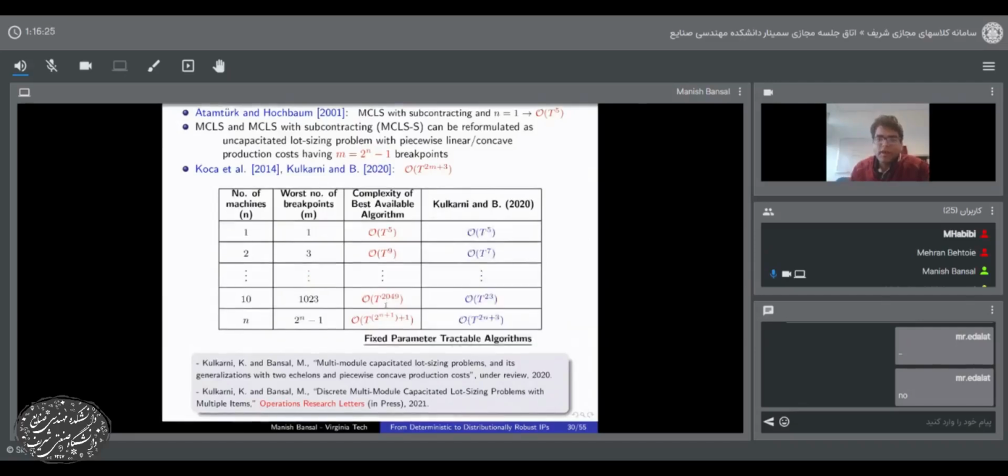My student was able to come up with an algorithm which, for n equal to 1, has the same complexity as in the literature, but as you increase n, the overall complexity of the algorithm is now T to the power 2n plus 3. But this addresses the question that for a fixed n, the multi-module capacitated lot sizing problem can be solved in polynomial time.